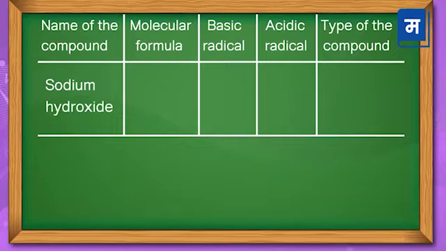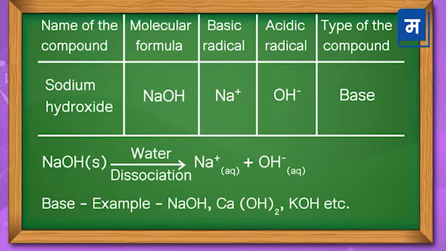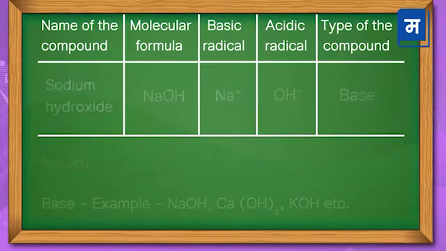Now look at NaOH, sodium hydroxide. It has the basic radical Na+ and OH- as the acidic radical. So it is a type of base. Examples of base substances are NaOH, Ca(OH)2, KOH, etc.